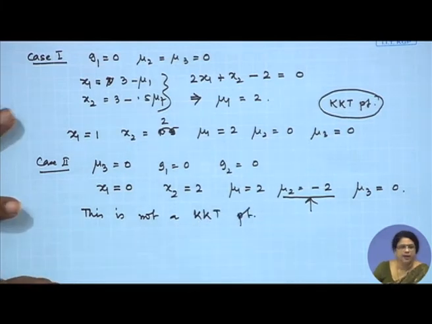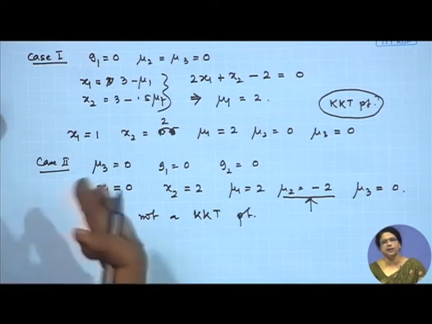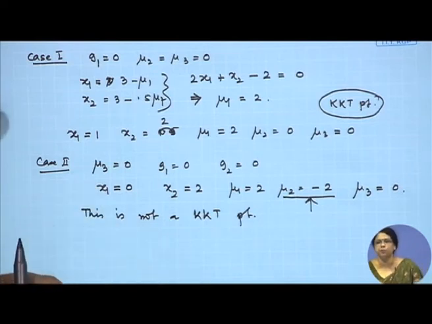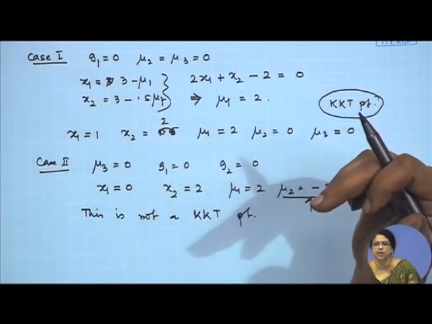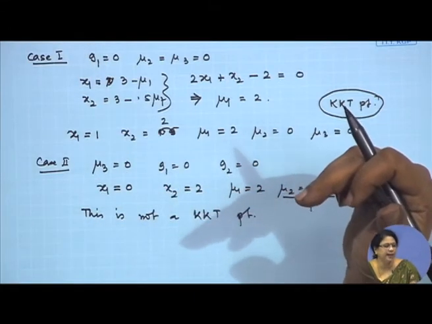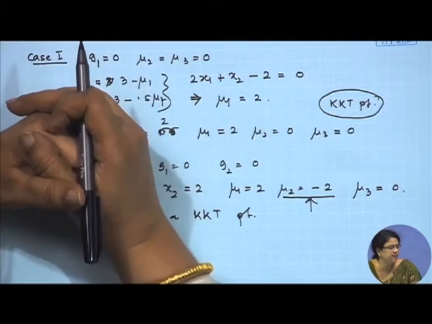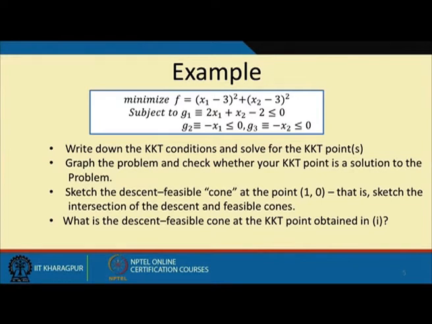Okay. In this way, for all other combinations of mu1 and mu2 and mu3, you have to find out a set of values of the objective function. The first question was to write down the KKT conditions and solve for the KKT points. We already got one KKT point, and like that you can get other cases as well, and graph the problem and check whether your KKT point is a solution to the problem or not, and sketch the descent feasible cone.